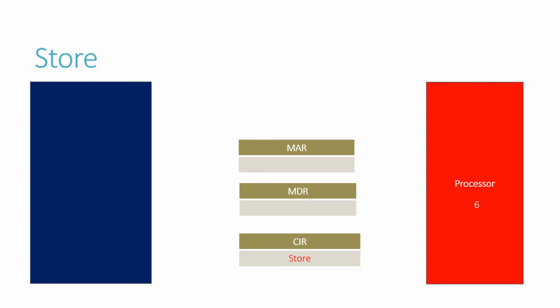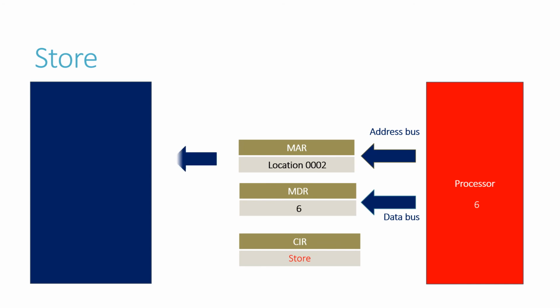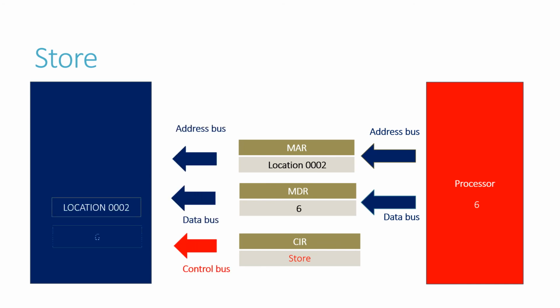And then finally we need to store this value back into RAM. So the location where it's to be stored, let's say location 2, and the data that has to be stored, let's say 6, are sent to the MAR and the MDR. Everything's now ready to store. The address, the data and the signal are sent to RAM, and RAM will store the value 6 at the set location. The entire operation is now completed.